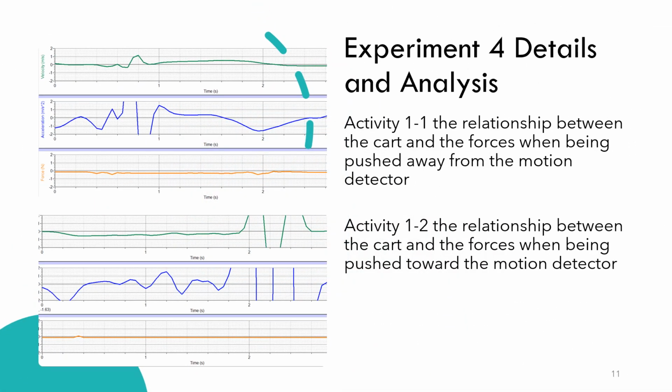For activity 1.1 and activity 1.2, we can see the relationships between the velocity, acceleration, and force of the cart being pushed away from the motion detector on the top graph and then towards the motion detector on the bottom graph. As you can see, while the velocity and the acceleration varies, the force for both graphs remains about the same, no matter what direction that the cart is being pushed.